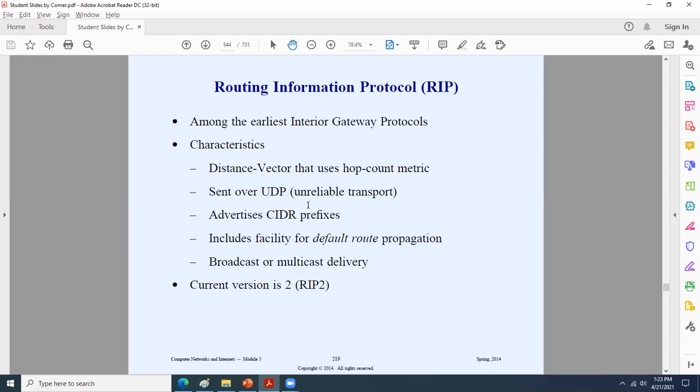So in terms of the transport layer, RIP happens using UDP instead of TCP, and it does make use of CIDR prefixes, and it is most efficient at defining what's called a default route. So once a default route is determined, it propagates or shares that route with adjacent routers, and it doesn't matter how many different routers are adjacent.